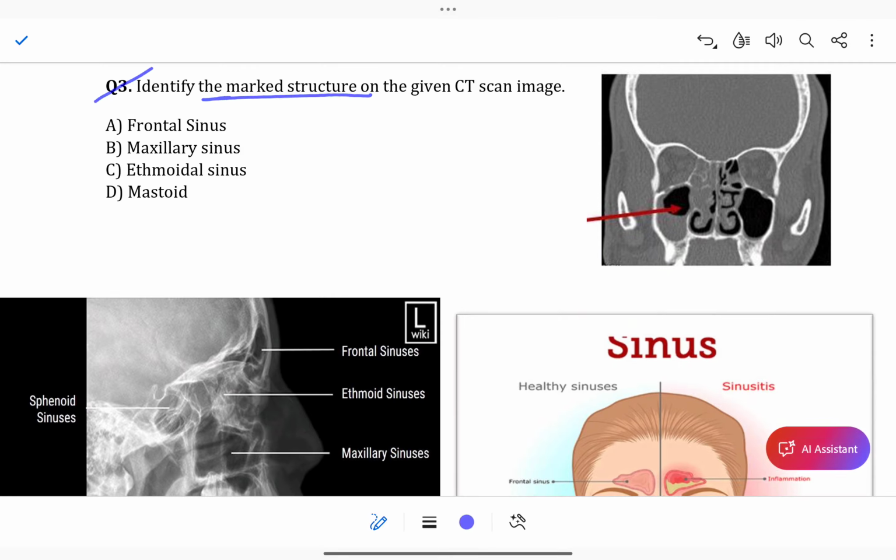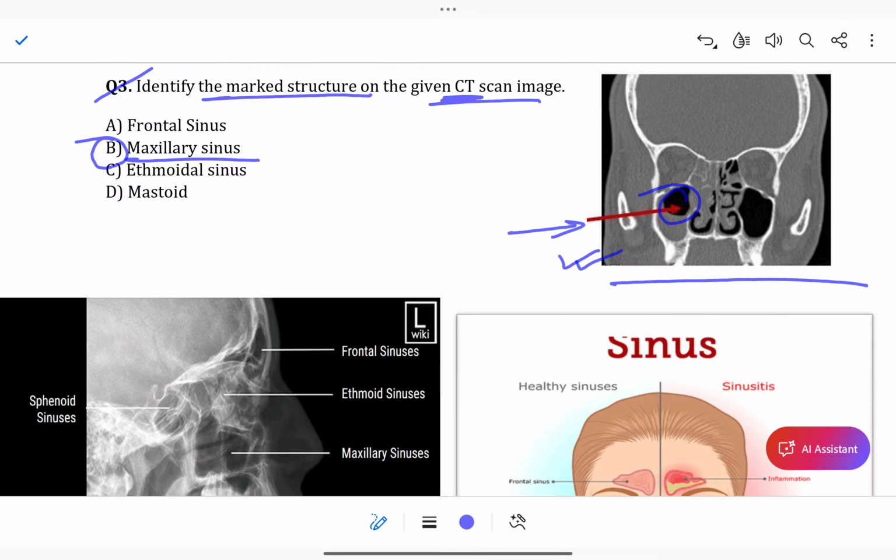Identify the marked structure on the given CT scan. So first of all, you should know whether this is CT, X-ray, or MRI. This is given in the CT, and you have to identify the structure marked by this arrow. So what is this? Option A, frontal sinus. Option B, maxillary sinus. Option C, ethmoidal sinus. Option D, mastoid. So this is option B, maxillary sinus.